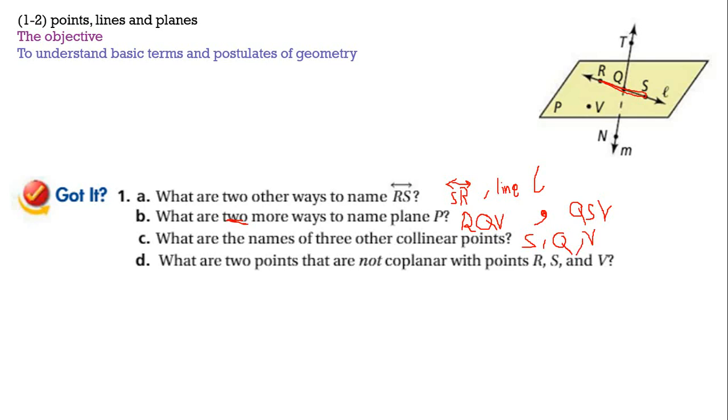Now, what are 2 points that are not coplanar with points R, S, and V? We can say it's T because it's outside, not coplanar, T and N. So it's T and N. Now let's move to the next part of the lesson.